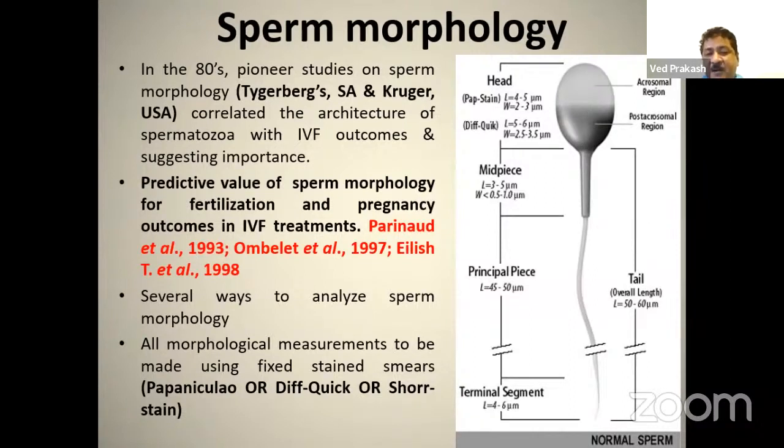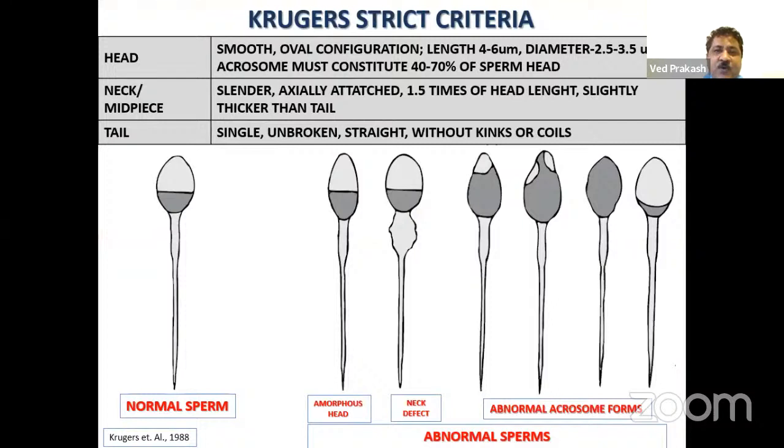All morphological measurements are to be made using a fixed stained smear like Papanicolaou, Diff-Quik, or Shorr staining. Most IVF labs now use Diff-Quik. It gives results very fast, maybe in half an hour you will get the report of sperm morphology. These are the Kruger strict criteria. This is the normal sperm structure, and these are the abnormal sperm structures.